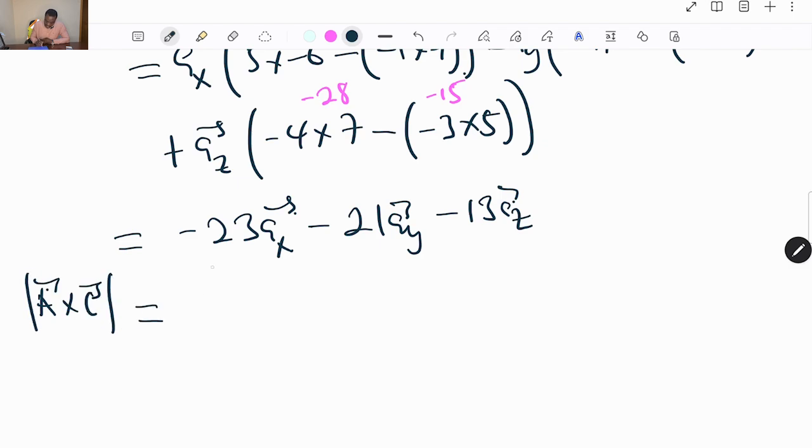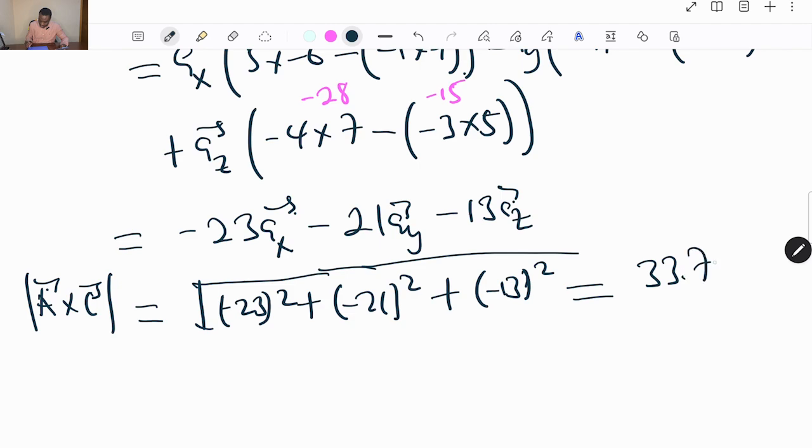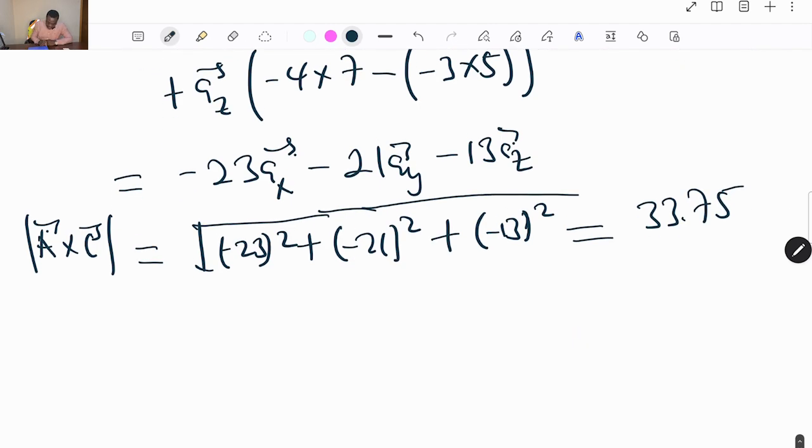So we have the magnitude be minus 23 squared plus minus 21 squared plus minus 13 squared. We take the square root. So we have 23 squared plus 21 squared plus 13 squared. Then the square root of that will give us 33.75. Now we replace this in the formula.